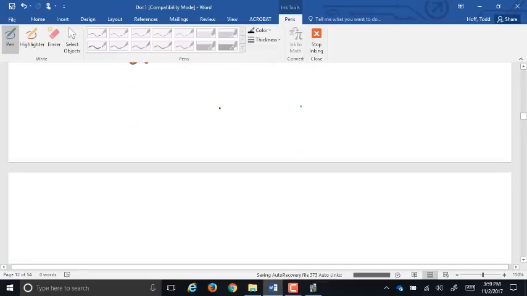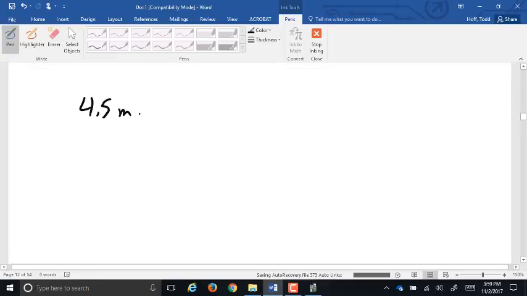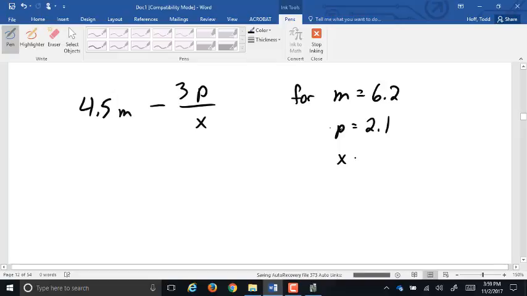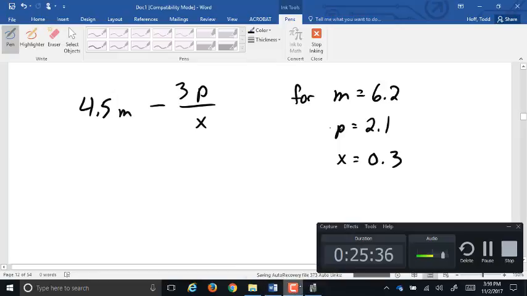Well, it's the exact same process when we have decimals involved. Let's have 4.5m minus 3p over x. I want you to evaluate that for m equals 6.2, p equals 2.1, and x equals 0.3. I'll give you a few minutes to evaluate.